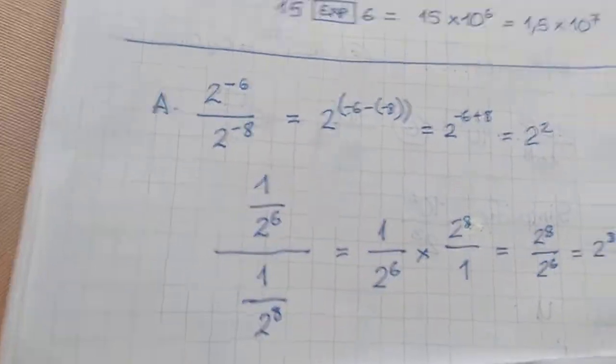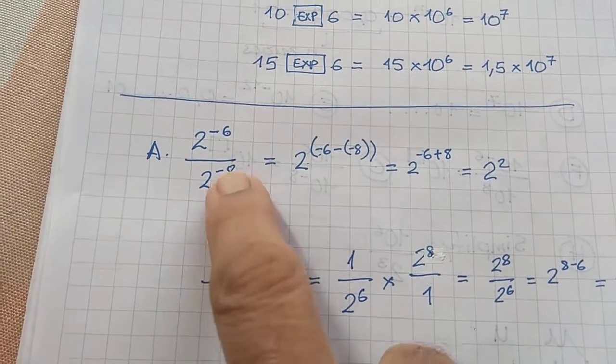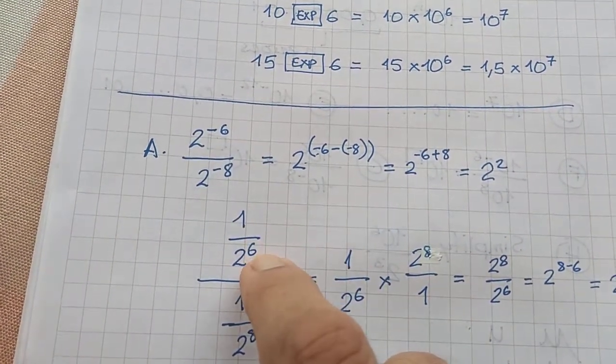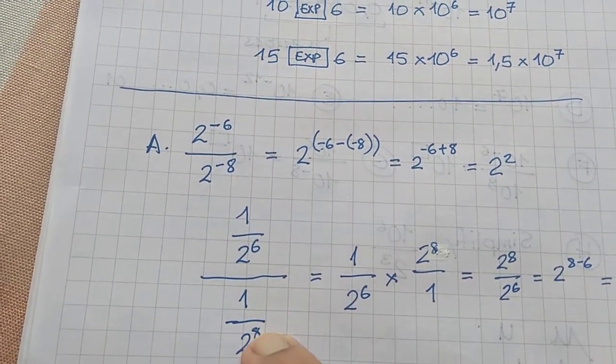You have done it like this actually. For this one, I actually had this example. You have taken these as fractions. 2 to the power minus 6 is equal to 1 over 2 to the power 6, divided by 2 to the power minus 8, which is 1 over 2 to the power 8.